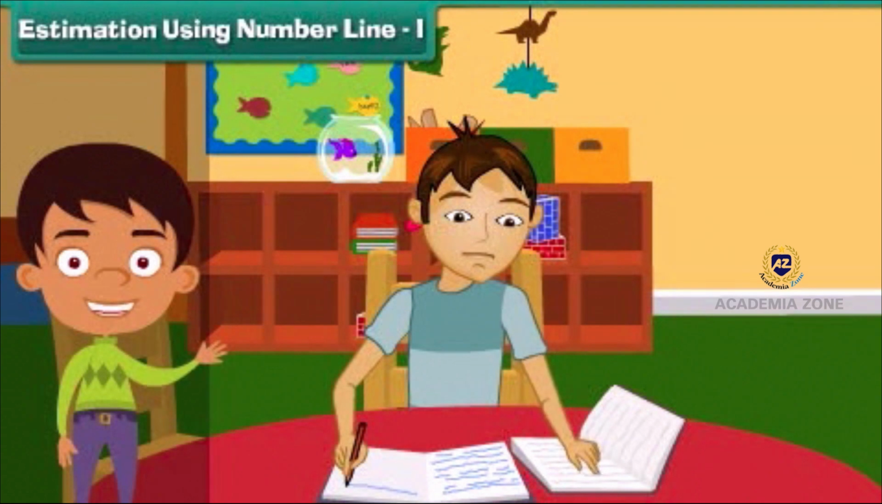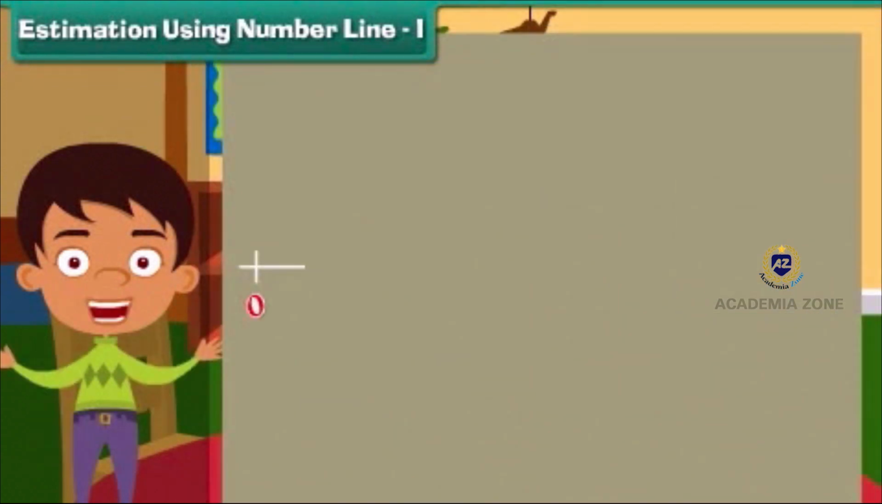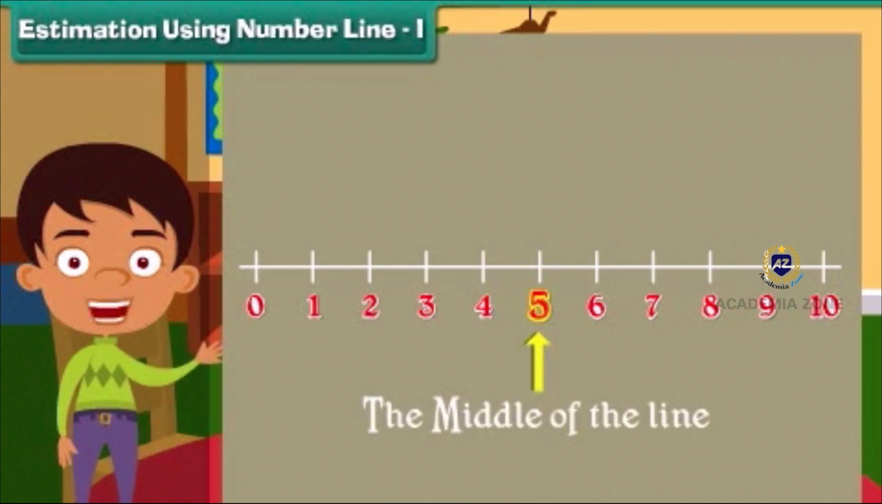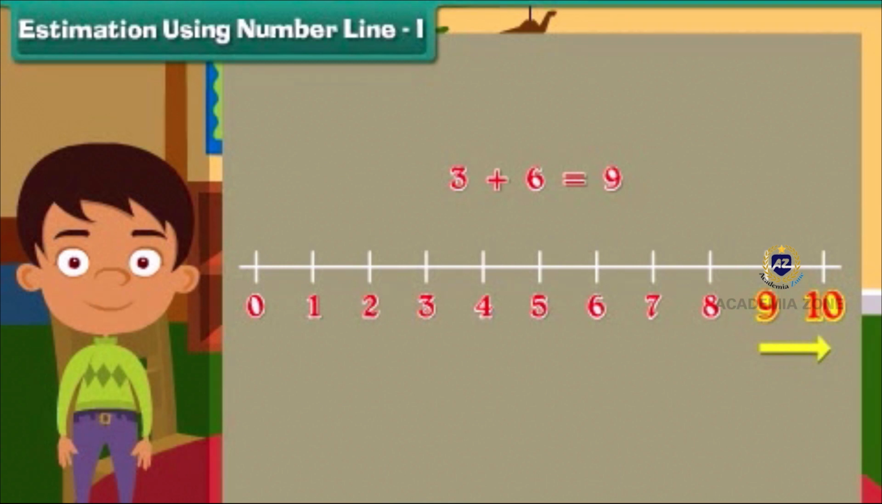Estimation using number line 1. Let us try something interesting. On screen you see a number line from 0 to 10. Can you guess the position of number 5 on this line? Yes, it will be in the middle of the line. The position of number 3 will be between 0 and 5 and number 7 will be between 5 and 10. Let us add 3 and 6. By adding 3 and 6, we get 9. And the position of 9 will be near to 10.